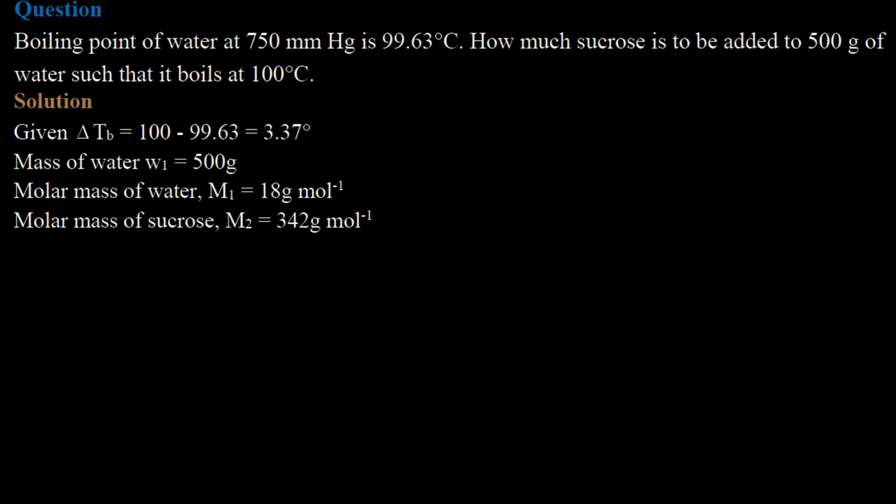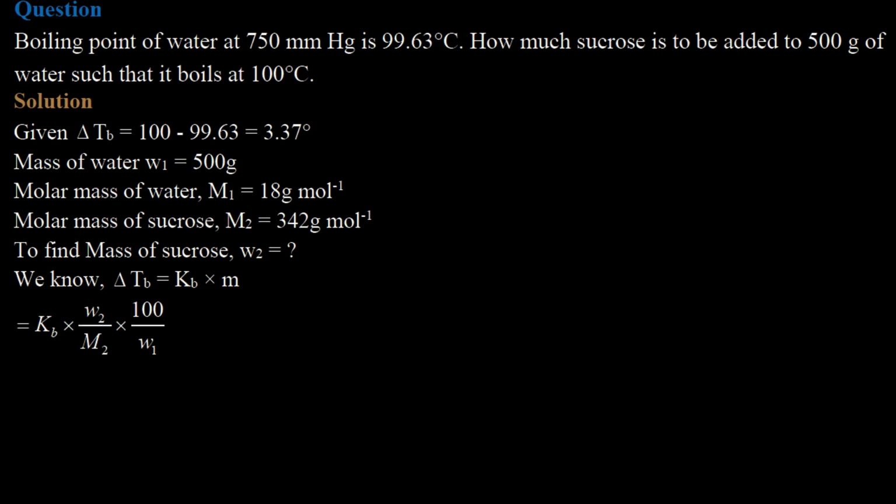Molar mass of water, we all know it's 18 grams per mole. Molar mass of sucrose is 342 grams per mole. To find the mass of sucrose, W2, is the question. The formula is delta TB is equal to Kb into M. So you have to expand molality.